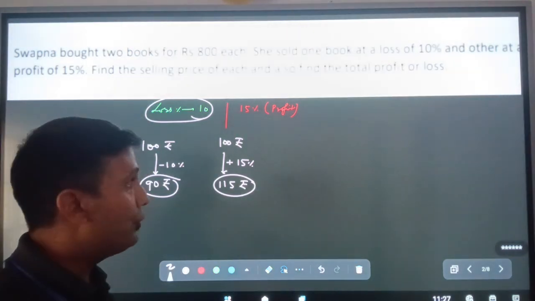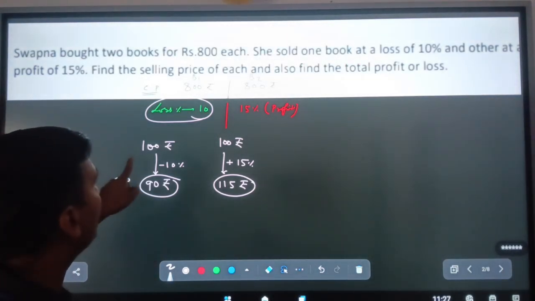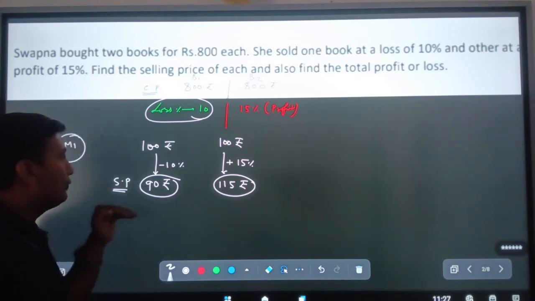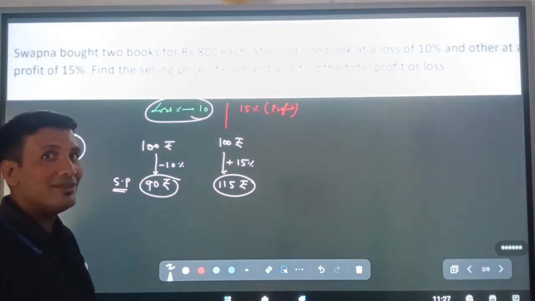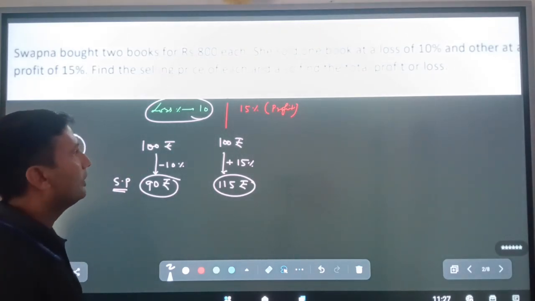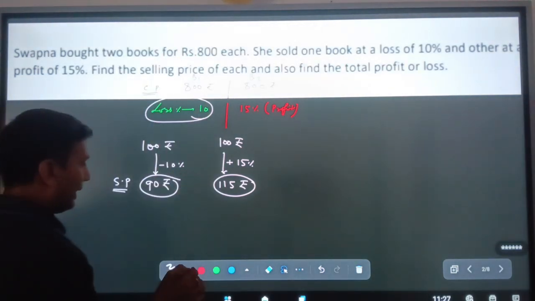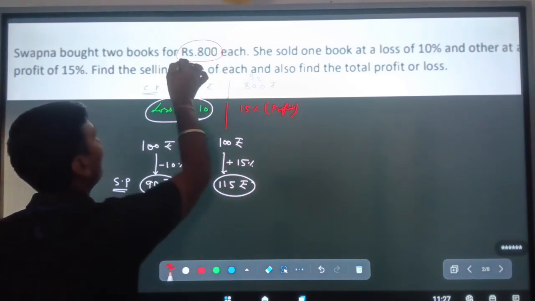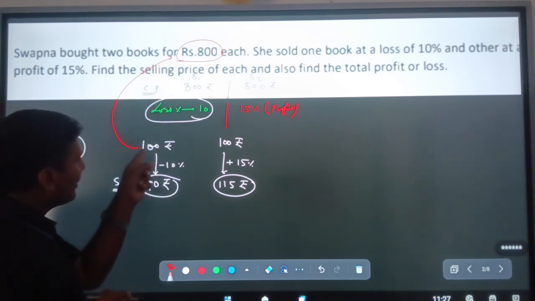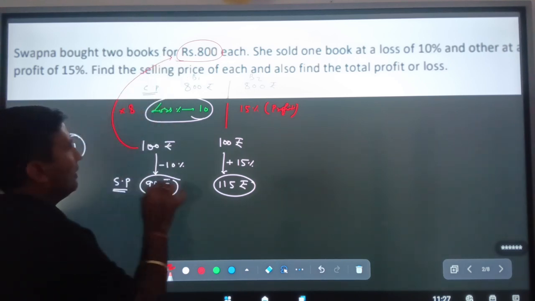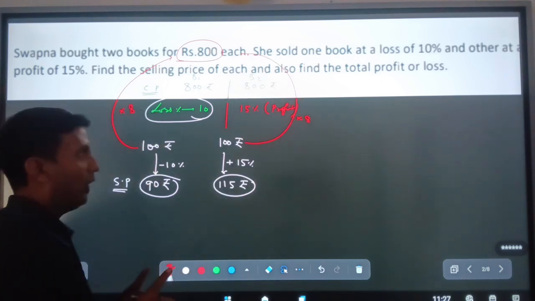What I assume is that the cost price of each item or each book is 100 rupees. On the basis of that, the first one will be sold at 90 rupees and the second one will be sold at 115 rupees. But exactly the question is not as we have assumed. The question is, she had bought each book at rupees 800. So what is the relation you can build? 800 is 8 times of that. Similarly, this one is also 8 times of that, because each book was bought at rupees 800.